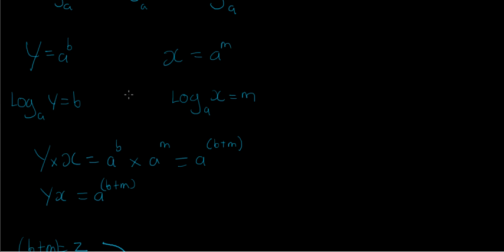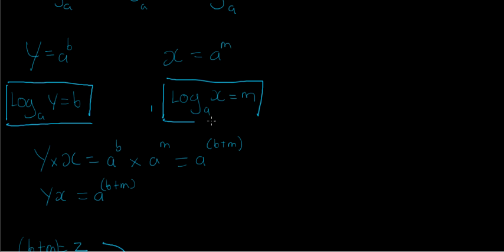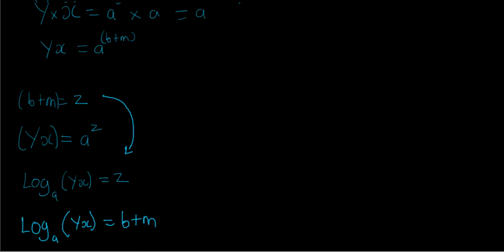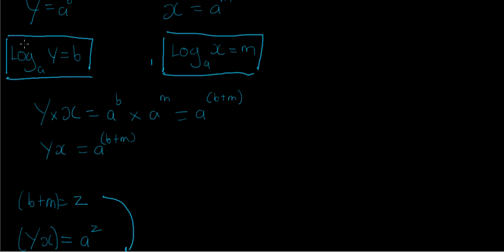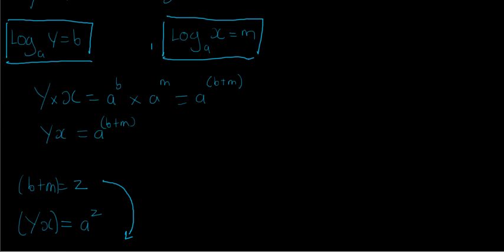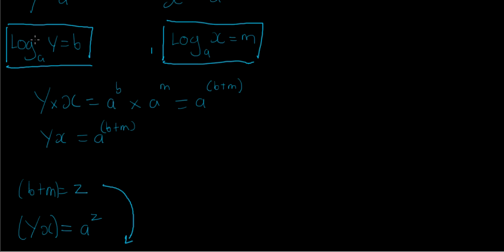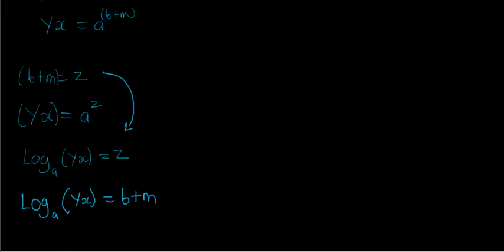Oh, this is some little magic out here. We have log to the base a of y as b, and we have log to the base a of x, which is m. Now here we've got b plus m. All we've got to do is substitute the logarithm versions of these values in. So instead of b, we'll write log to the base a of y, and instead of m, we'll write log to the base a of x, just like this.